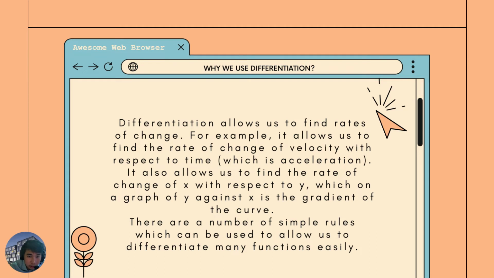So next, why do we use differentiation in the engineering field? Differentiation allows us to find rates of change. For example, it allows us to find the rate of change of velocity with respect to time, which also allows us to find the rate of change of y with respect to x, which on a graph of y against x is the gradient of the curve. There are a number of simple rules which can be used to allow us to differentiate many functions easily.